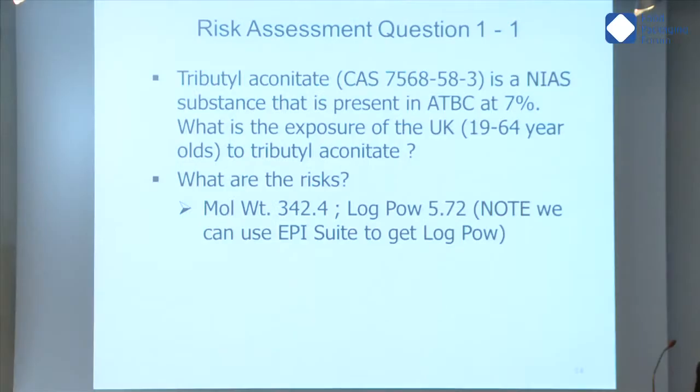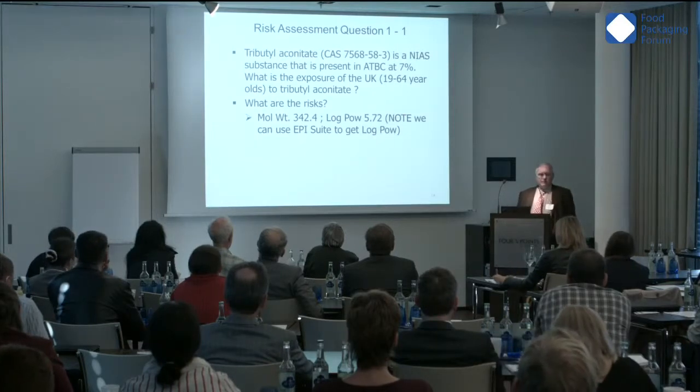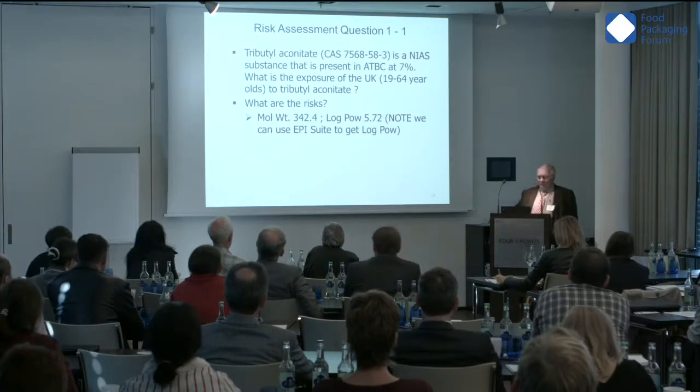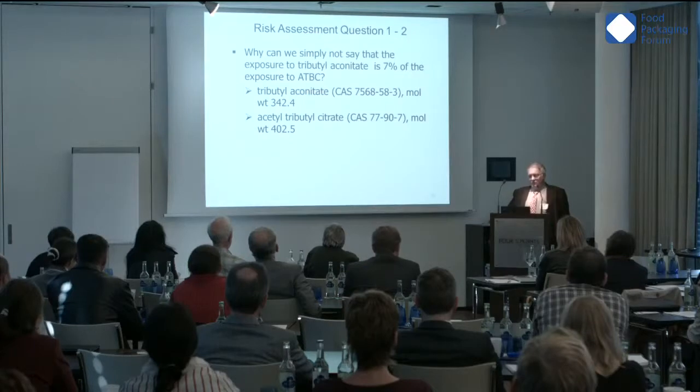So, let's look at tributyl aconitate. It's a NIAS present in ATBC at 7%. ATBC is used in inks and what is the exposure? We've taken the UK 19 to 64-year-olds. What are the risks? We know its molecular weight. We can calculate its log POW. Why can't we just say, well, it's 7% of ATBC, therefore it should be 7% of the exposure to ATBC? We'll see in a moment. Well, the molecular weights are different and the log POWs are different.